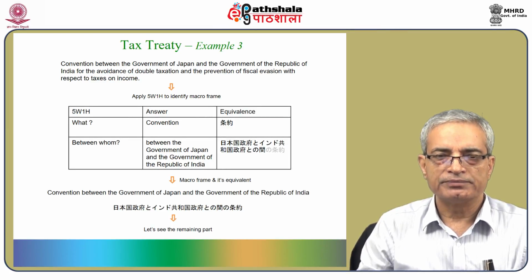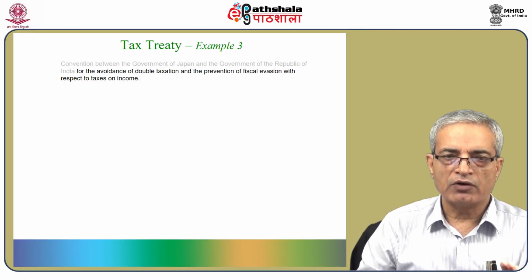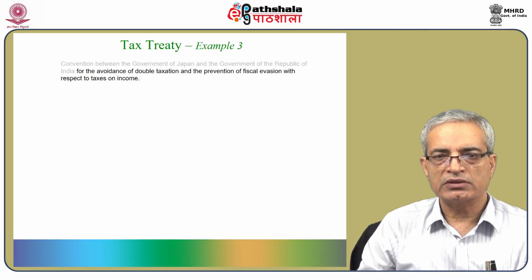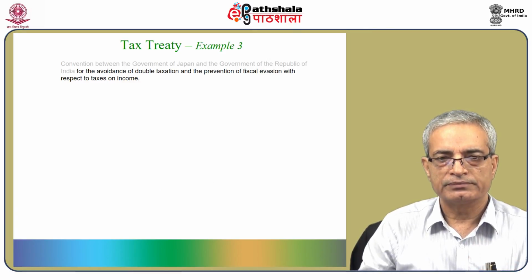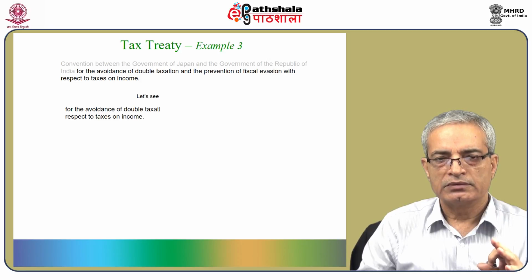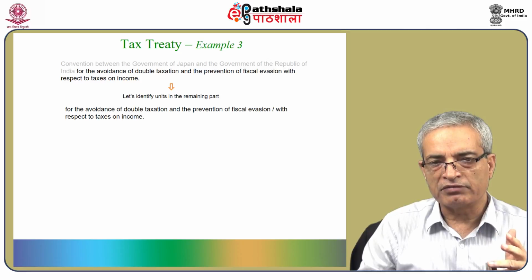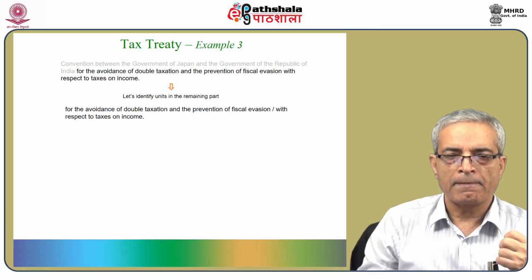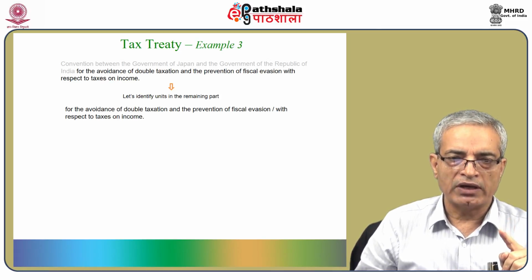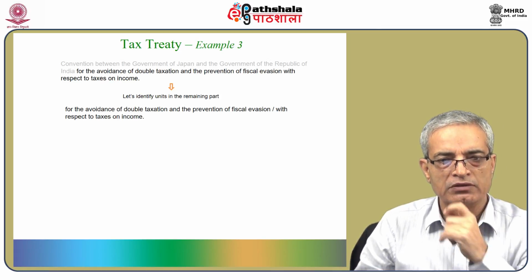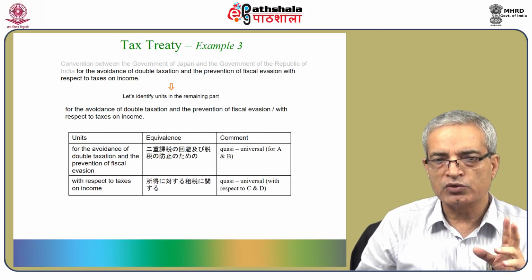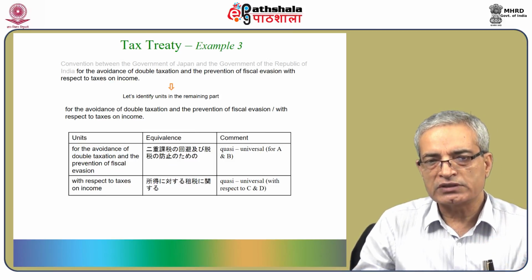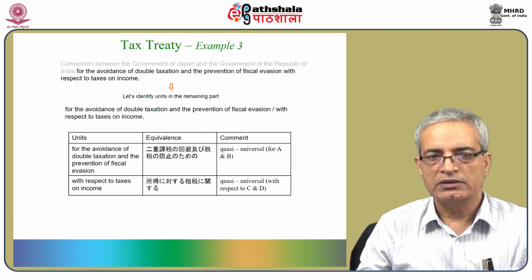Let's see the remaining part. For the avoidance of double taxation, and the second part is prevention of fiscal evasion with respect to taxes on income. Let's try to apply a different technique. Let's see if we can do it by units instead of going for frame business. If we see for the avoidance of double taxation and the prevention of fiscal evasion, don't you think it looks like for A and B? So that's how it becomes quasi universal unit.